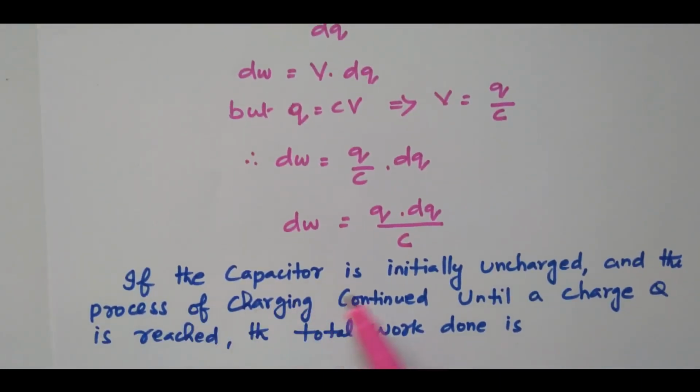If the capacitor is initially uncharged and the process of charging continues until the charge Q is reached, that is, the capacitor is charged from 0 to Q, then the total work done will be obtained by integrating both sides with a limit 0 to Q, because the capacitor is charging from 0 to Q.